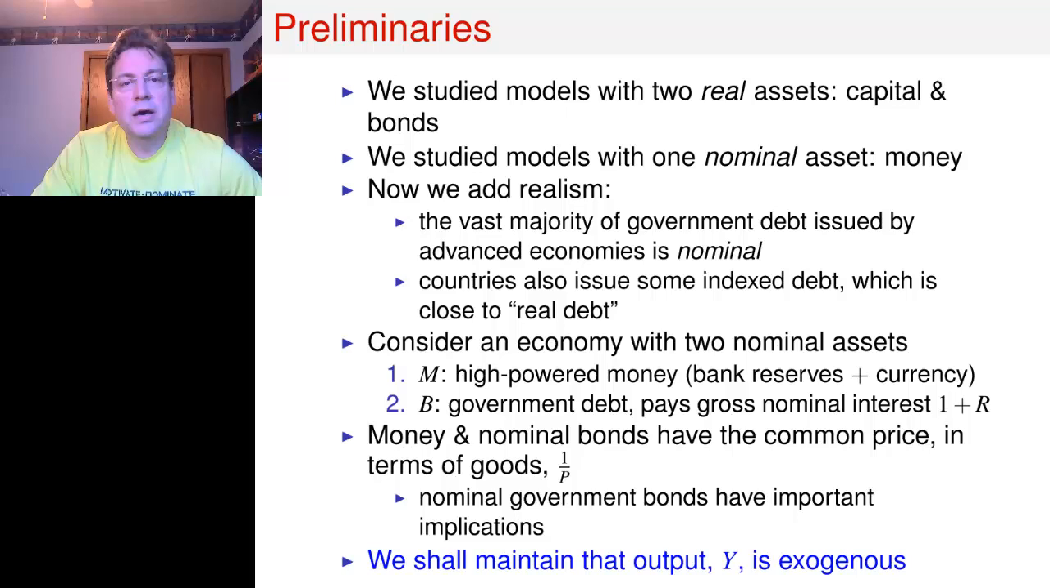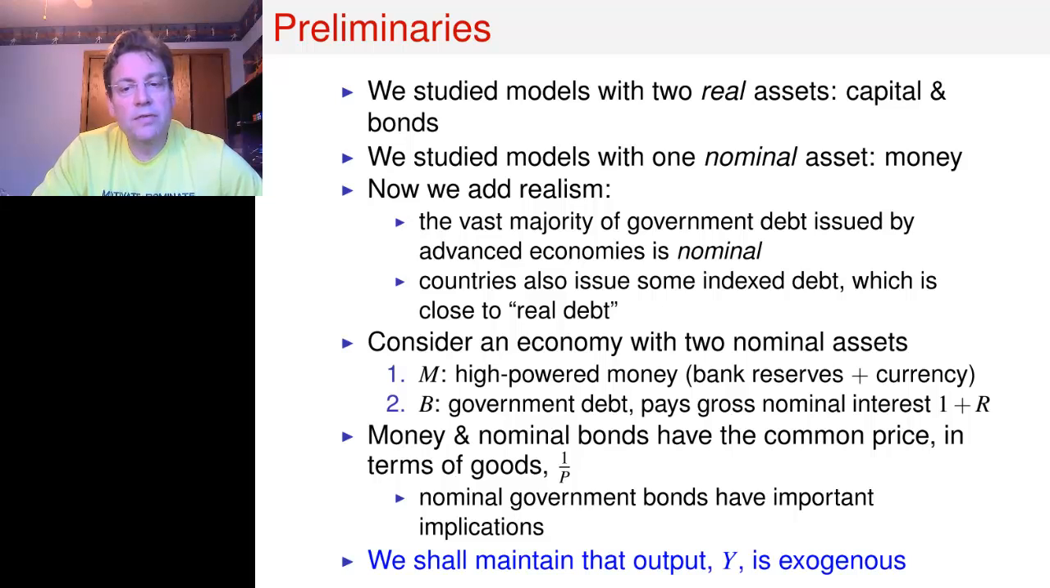So we're going to look at an economy. We're going to kind of go back to the endowment economy that we looked at before, where there were two periods. But we're now going to have these two nominal assets. There's going to be M, which is high-powered money. That will consist of bank reserves plus currency. And then there's going to be B, which will be government debt. But now this is nominal government debt. So it is in dollars. And that debt will pay a gross nominal interest rate, 1 plus capital R.